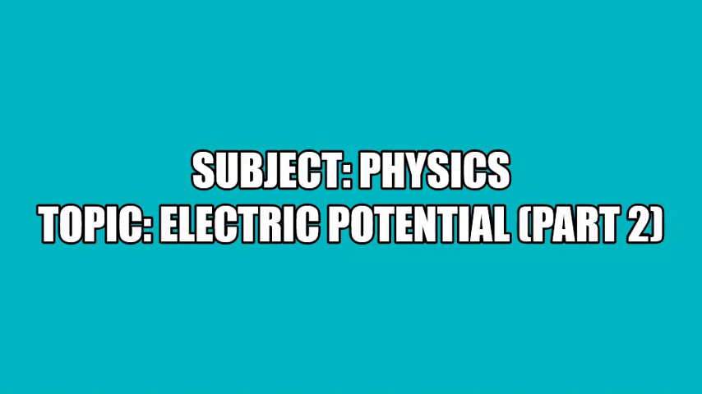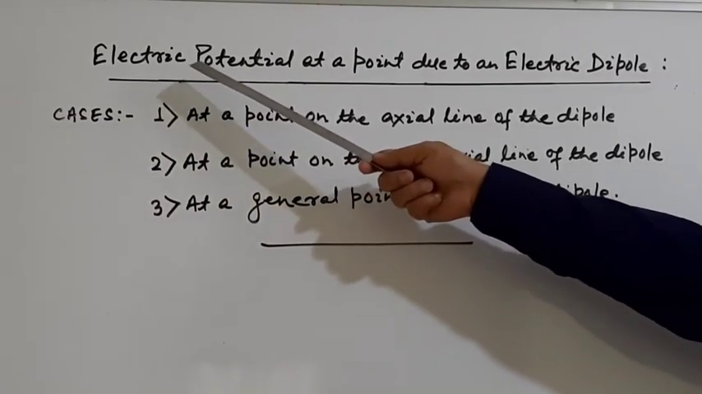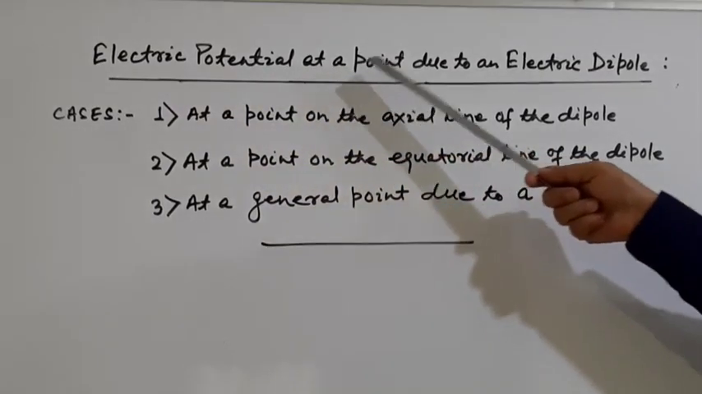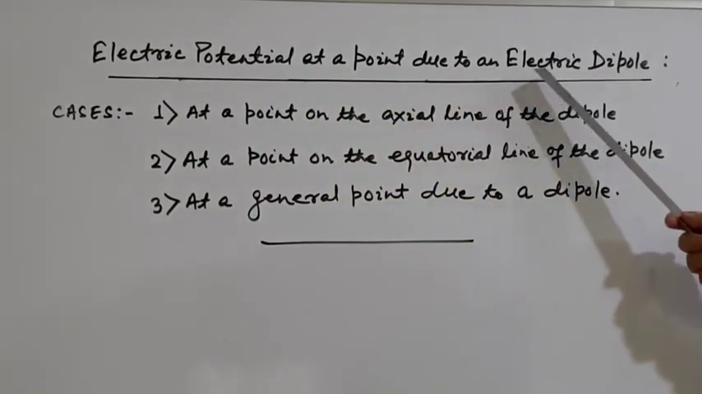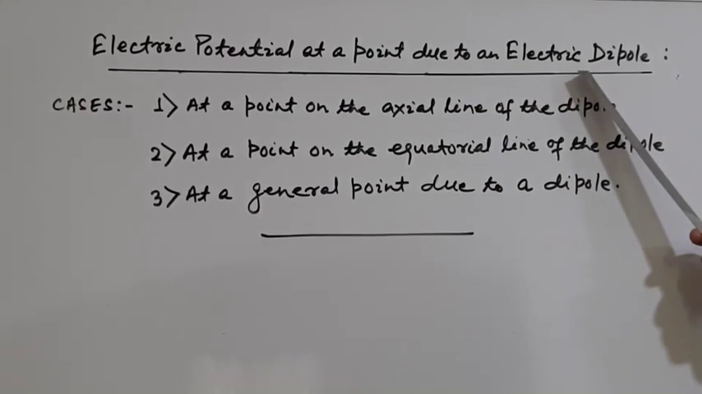In the previous lecture, we had discussed potential at a point due to a point charge and a system of point charges. Now, we shall learn how we can find potential at a point due to an electric dipole. So the heading is electric potential at a point due to an electric dipole.